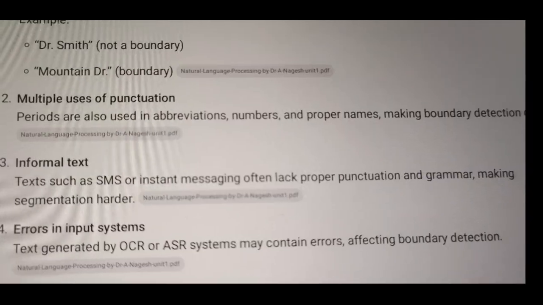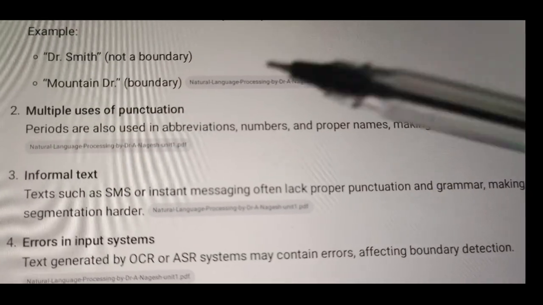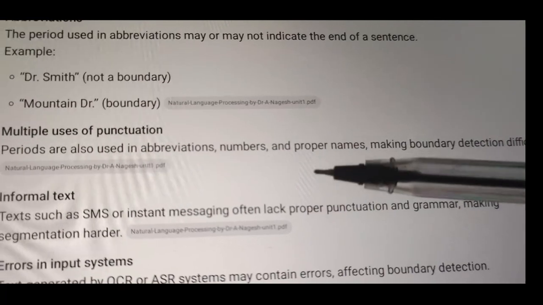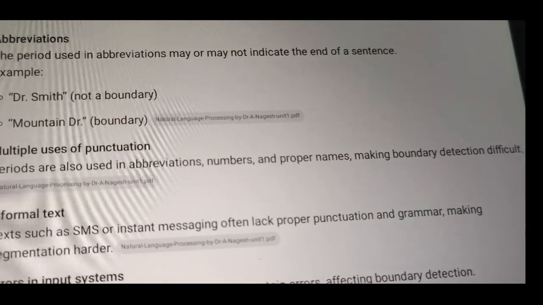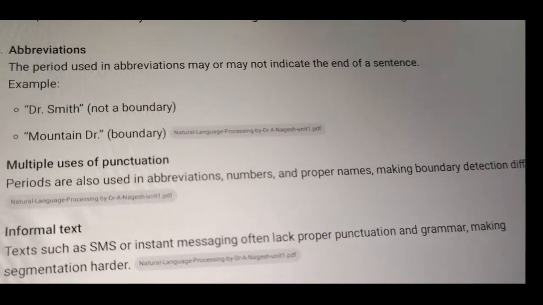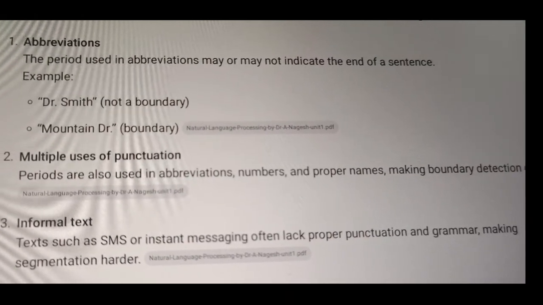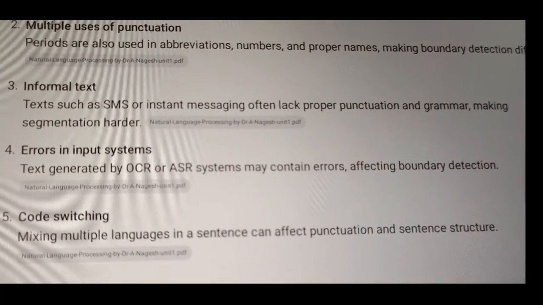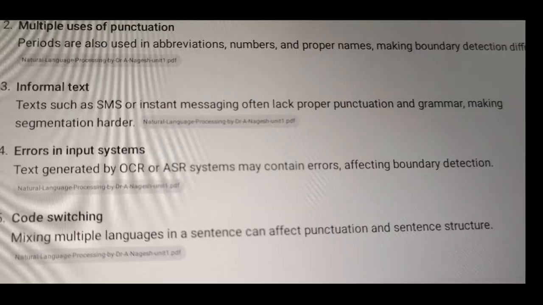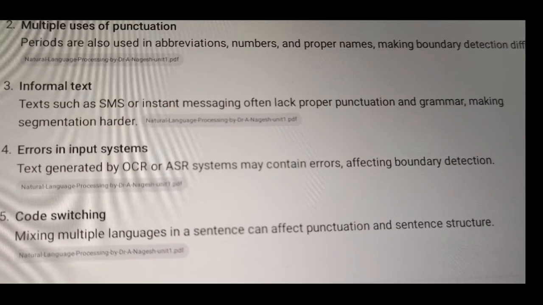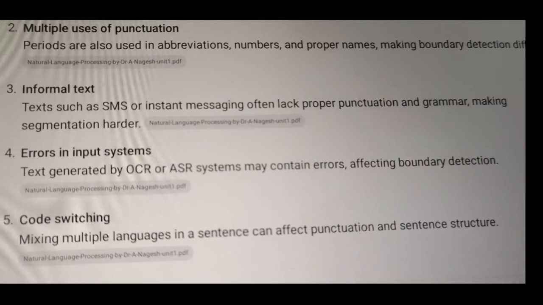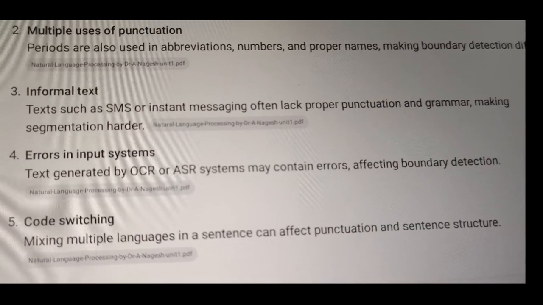Next is multiple uses of a punctuation. For example, let's take the period only. It is used in abbreviations, it is used in decimal numbers, it is used in proper names, and it will make the segmentation of boundaries harder because we have multiple uses of the punctuation. Next is informal text. For example, if you text your friend on WhatsApp, then your English wouldn't be in a proper grammatical structure. It lacks proper punctuation marks and grammar, so it will be harder for segmentation.